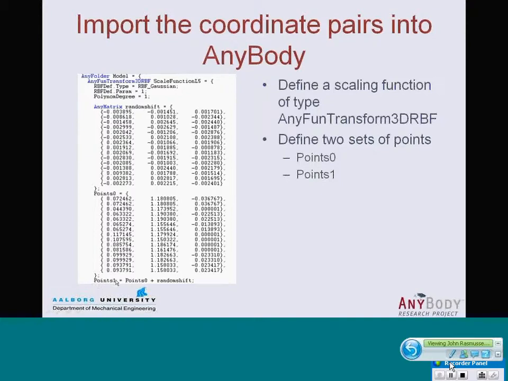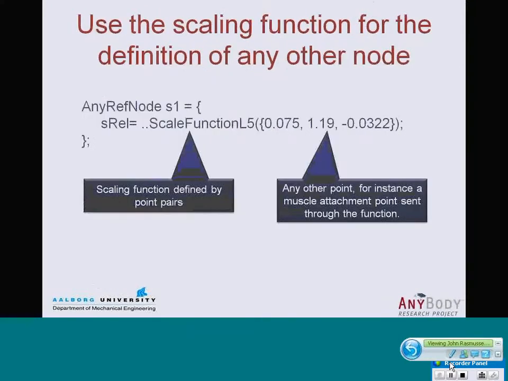Now, with these two sets of points, we can wrap those into an object we call AnyFunTransform3D RBF. And what this object does is it takes the two sets of points, and then it creates an RBF mapping between those two sets of points. Now, the RBF mapping can then be used to scale all of the other points in the model. So everywhere that we have a point in the model that has some nominal coordinates like these, for instance, in the original model, we just wrap those into the scaling function, and then this point will be transformed over into the patient-specific model.